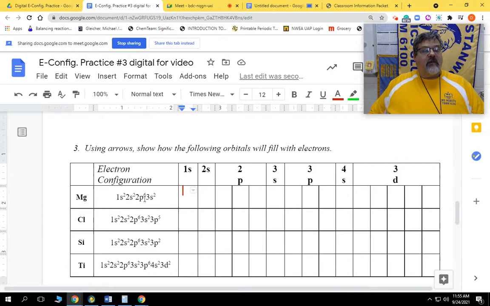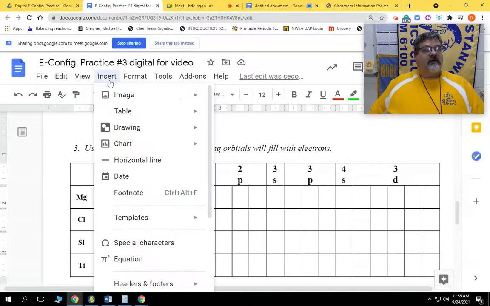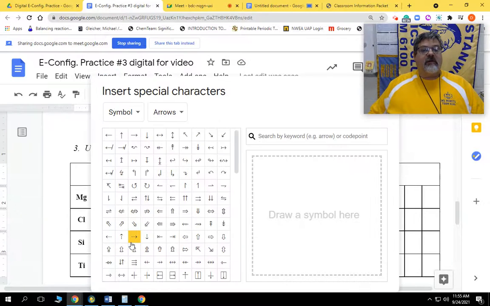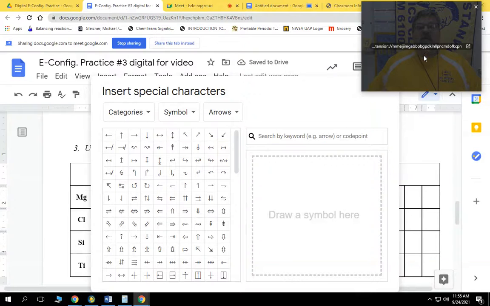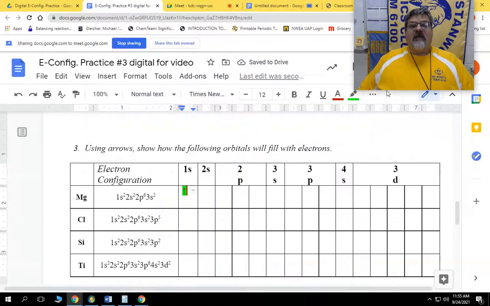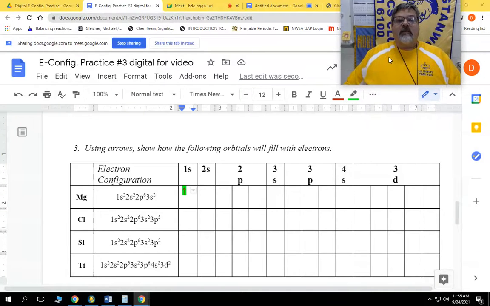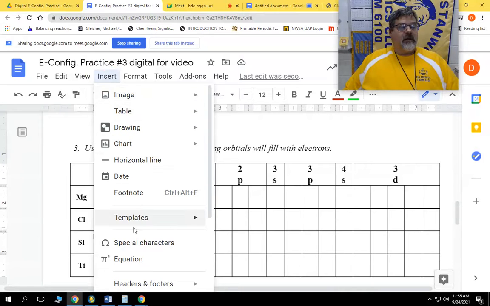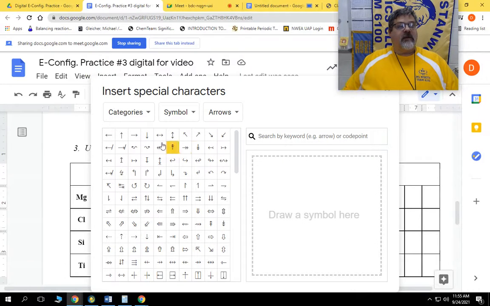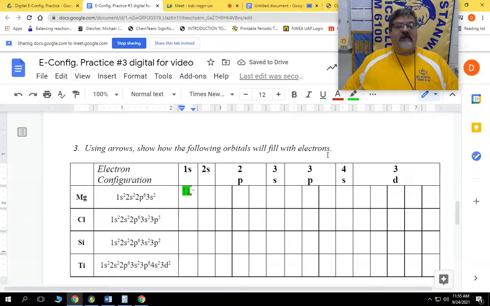So 1s, we're going to put our arrow in. So this is how we get the arrows. We're going to insert, special character, and we're going to put our arrow going up. And then we're going to make sure that we end that. So we have the arrow going up. Now I know that we're going to do the arrow going down, so I'm going to insert again, go to special characters, and we do an arrow going down. Pretty much the same thing.